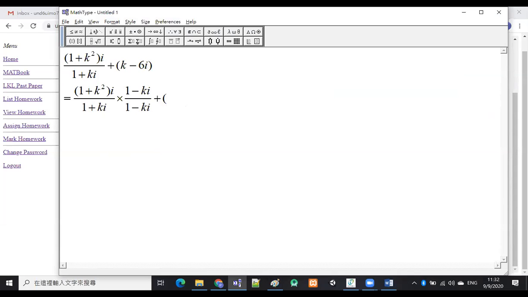And then this plus k minus 6i will be just unchanged, just copied. Okay, and then we multiply the two fractions together, top times top, bottom times bottom. It becomes 1 plus k squared times i times 1 minus ki, over 1 plus ki times 1 minus ki. And then plus k minus 6i is no change.